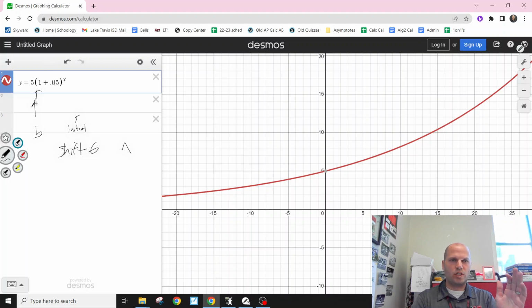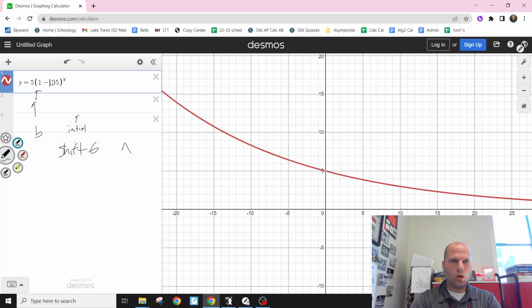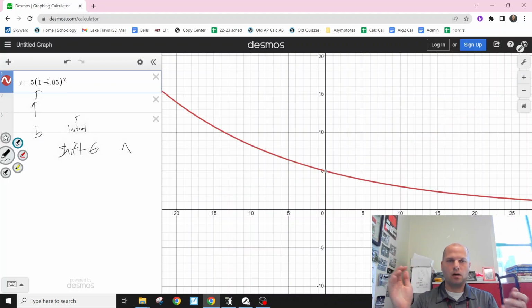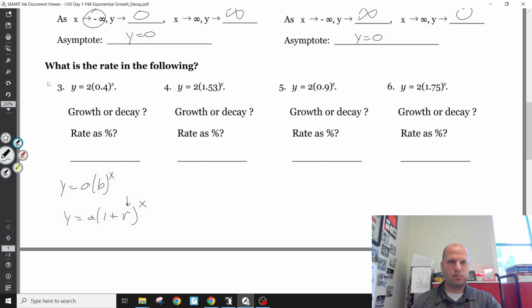So we switch b, and b becomes 1 plus r. And this r is our percent growth or our percent decay. If r is positive, I'm growing still, but by a certain percent. This would be 5%. If I subtract r, I'm going to be multiplying my initial value by 0.95, so we have a decay. I'd be decreasing by 5% every time.